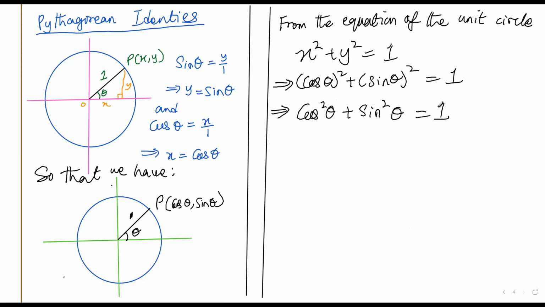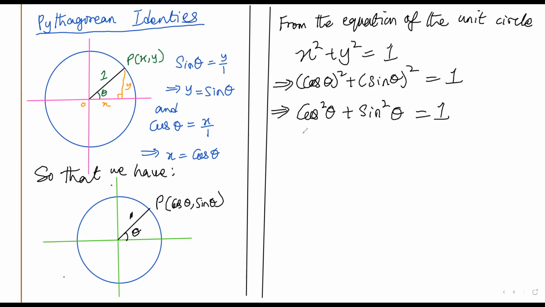This is called the Pythagorean identity, because it's actually from Pythagoras' theorem that you generated this one. Some will call it sine squared theta plus cos squared theta is equal to 1. It doesn't matter. In your formula booklet, it is written as cos squared plus sine squared is equal to 1 as well. So this is going to be our identity number 2.